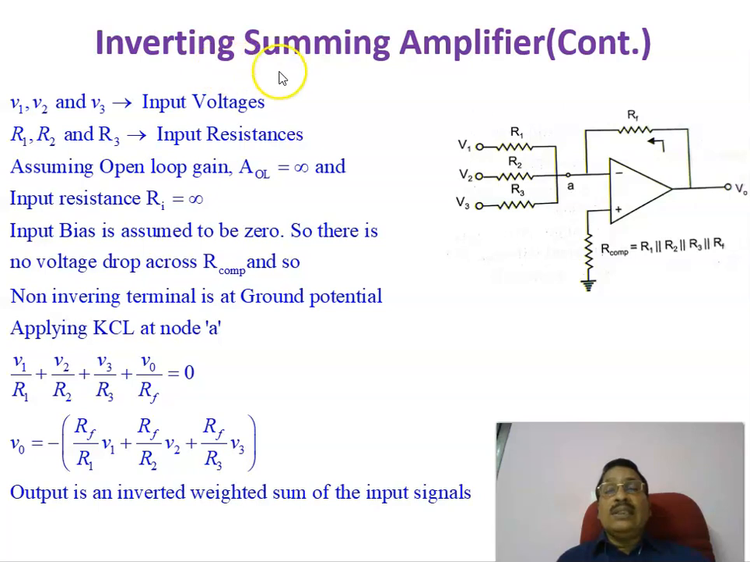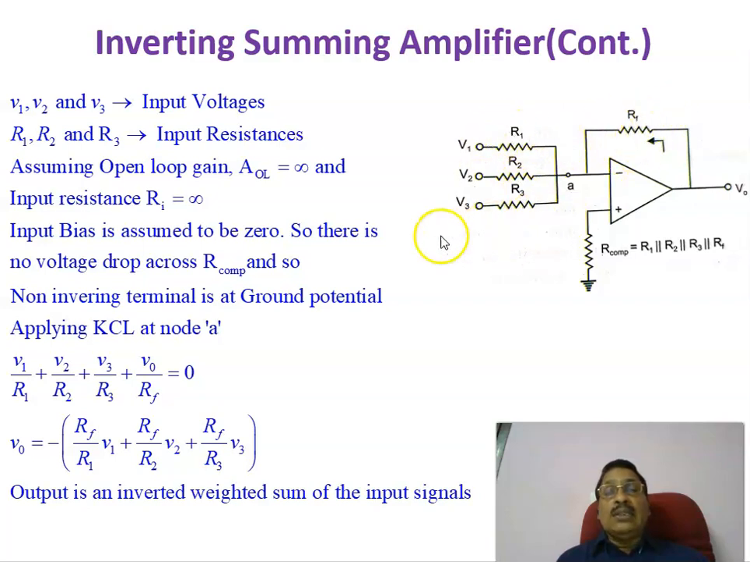That's called an inverting summing amplifier, an op-amp circuit in which, at the negative or inverting input, you connect the input signals V1, V2, V3 through resistances R1, R2, R3, and a feedback resistance RF is connected between the output and the inverting terminal of the op-amp. And as we have seen in the scale changer, there is a compensating resistance. This RComp is actually the parallel combination of R1, R2, R3, and RF.